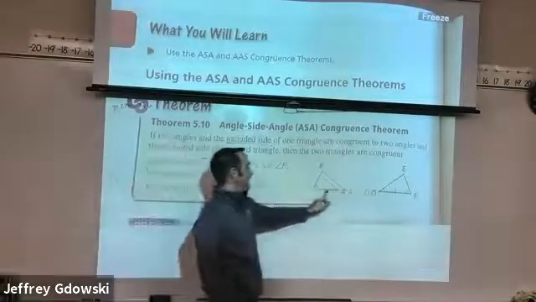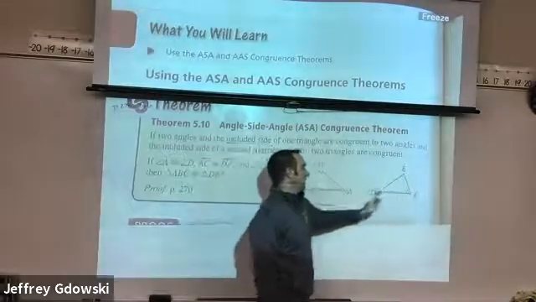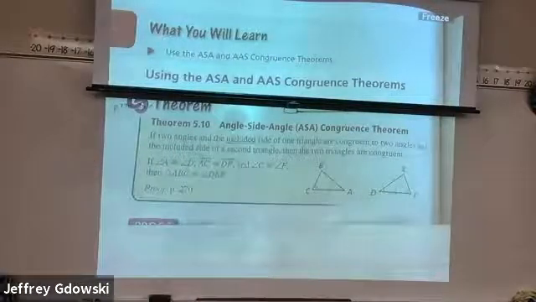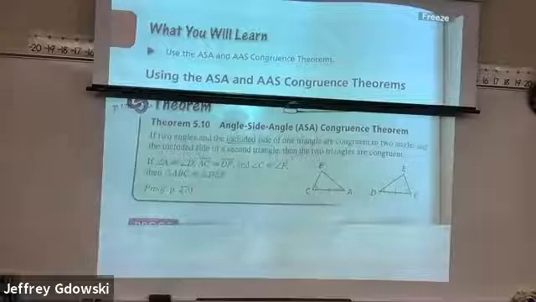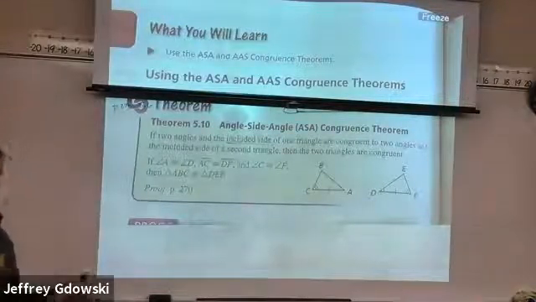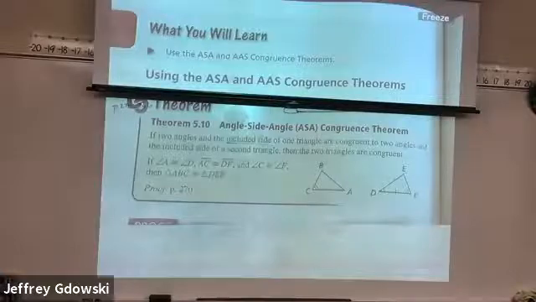All right, we got angle, side, angle, angle, side, angle. Okay, 2 pairs of congruent angles, 1 pair of congruent sides, and that side is the included side. That makes it ASA. So that would be enough to lock these triangles into place and make sure that we have congruent triangles.